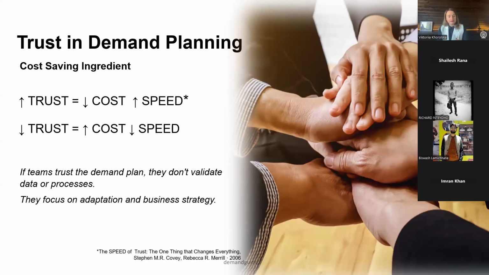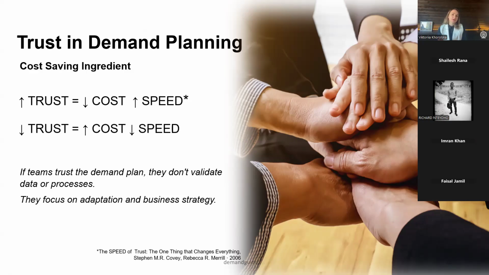This is a cost-saving ingredient. In the book Speed of Trust from Stephen Covey, he's saying that if trust is high, then in the company you will have lower cost and higher speed. What does it mean? If the departments, if the people are trusting the process, they trust the data they are working with, they don't spend the time on validation and checking and discussing the numbers.